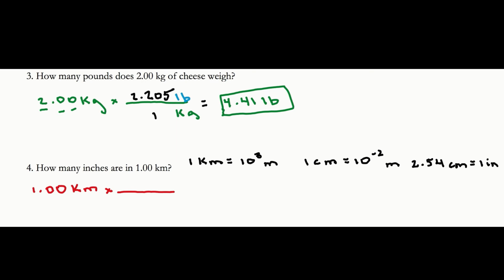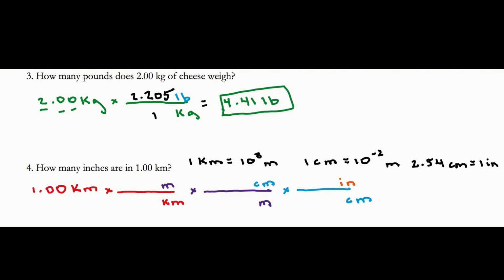I'm going to put kilometers on bottom to get out of that unit. I'm first going to get into meters because I know that relationship. I don't want to stop there, because I want to be in inches. So I'm going to get out of meters and get into centimeters. Again, I don't want to stop there because I want to be in inches. So yes, it's a 3-step problem. I'm going to get out of centimeters, and now I'm going to get into inches.